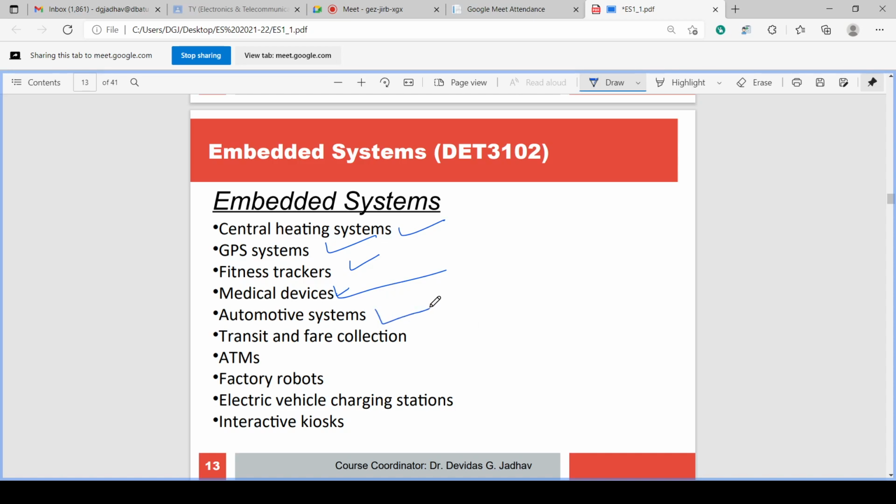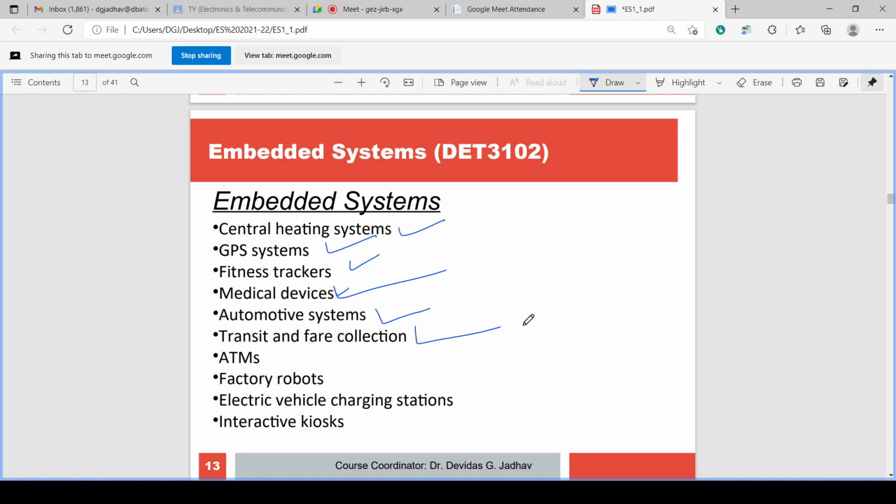Then automotive systems are used in automobiles. So a lot of systems are there. We have discussed some of them here. Then transit and fare collection. If you are going in the metro, or an automatic railway station, or an automatic bus station, or a theater, there may be transit and fare collection. So fare is collected and then the transit is allowed. There the embedded system is required.